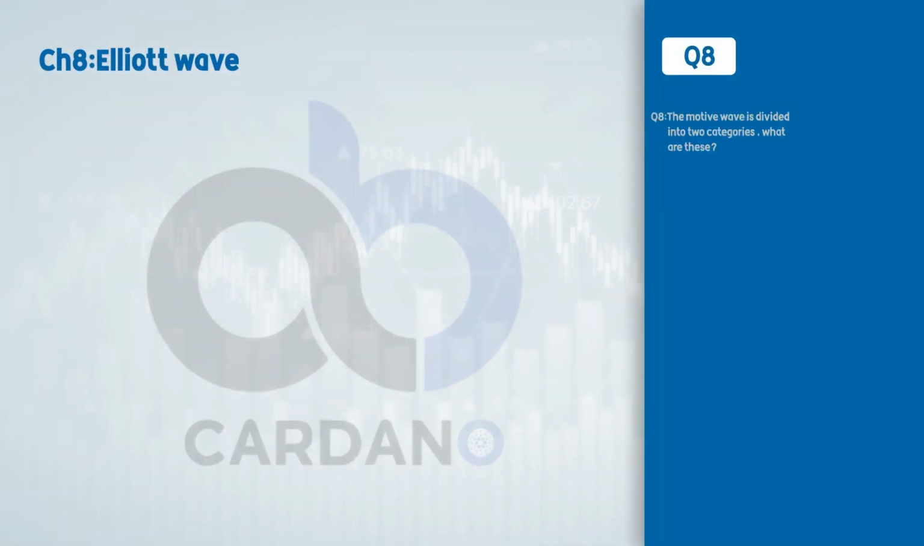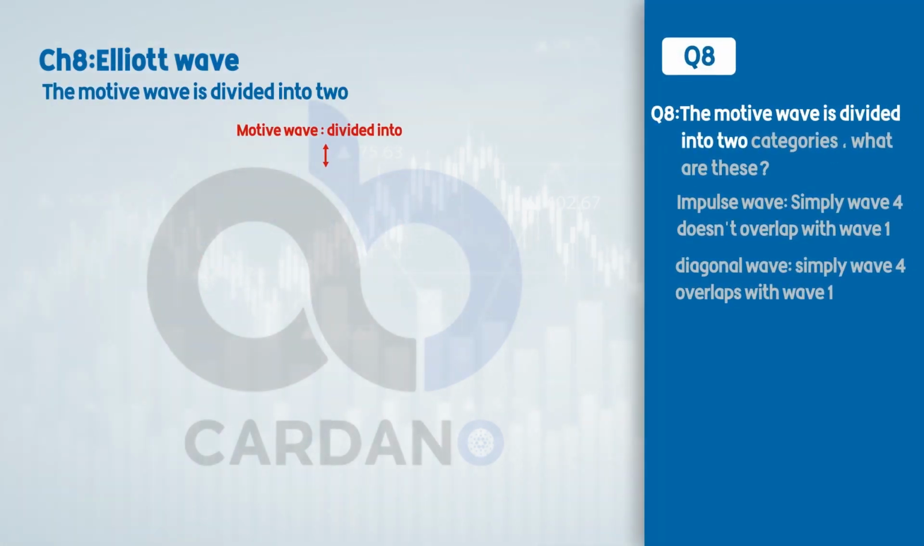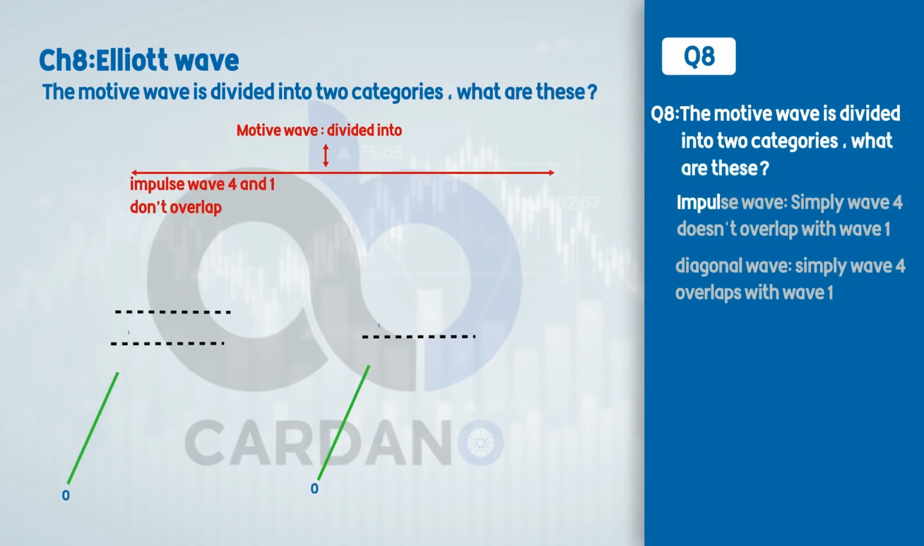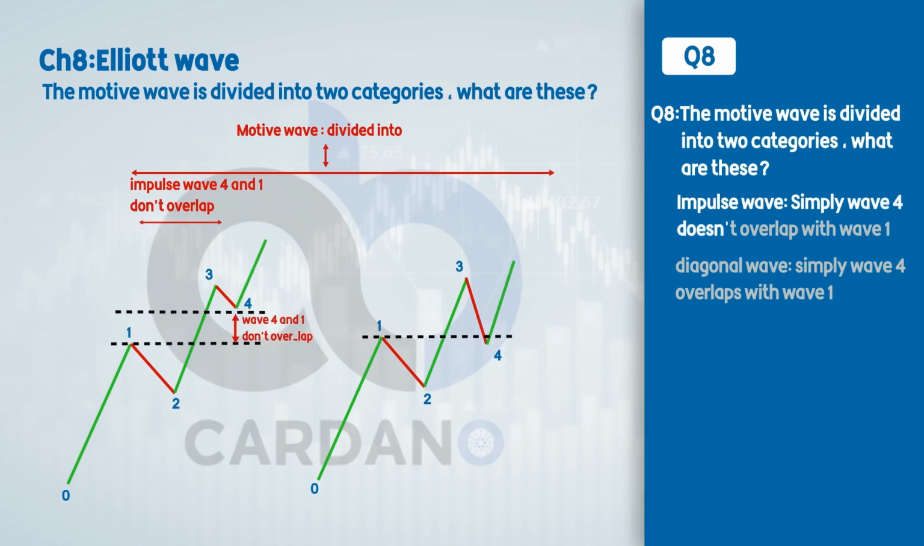Question number 8. The motive wave is divided into 2 categories. What are these? The answer is impulsive wave. Simply, Wave 4 does not overlap with Wave 1. And diagonal wave. Simply, Wave 4 overlaps with Wave 1.